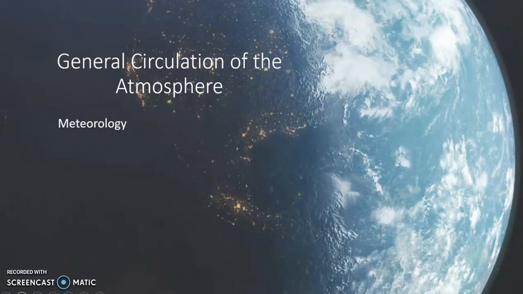Today I will talk about the general circulation of the atmosphere. Through general atmospheric circulation, heat energy and water vapor are moved from the lower latitudes to the higher latitudes. Because warm air rises, this process helps to maintain a sort of balance of heat throughout the Earth.